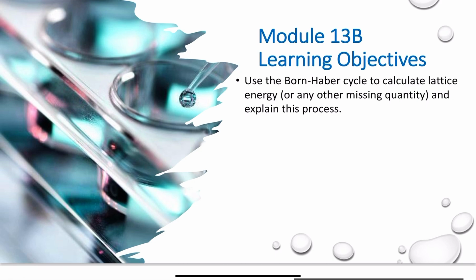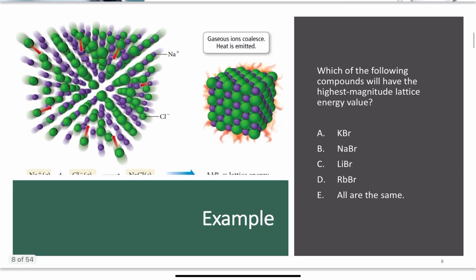So Lewis structures and all of that, when we talk about lattice energy. If you're looking for practice in your textbook, it is in the content covered in Module 10. So first, which of the following compounds will have the highest magnitude lattice energy value? When you're looking at lattice energy, what do you guys think? We talked about lattice energy previously.